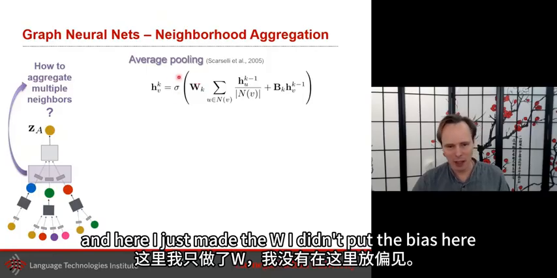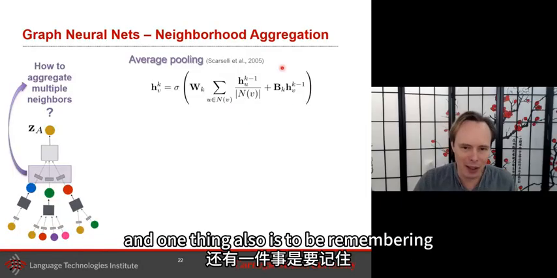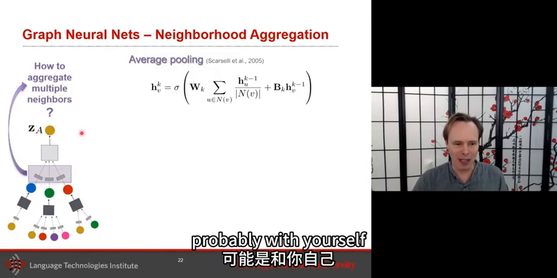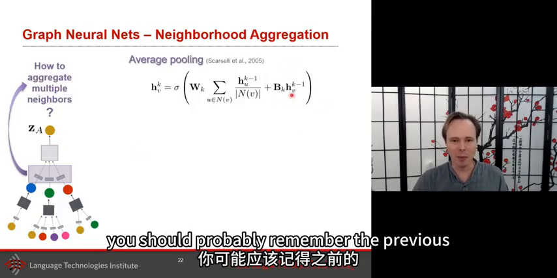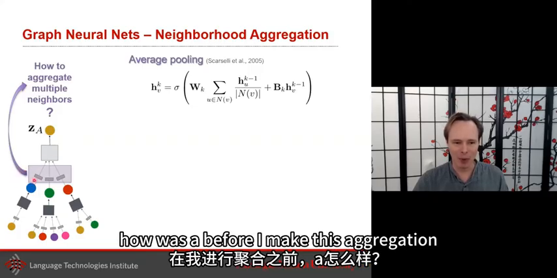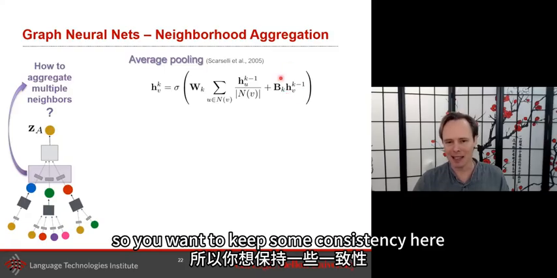I didn't put the bias here. And one thing to remember is that you should also keep with yourself the previous representation. How was A at the previous layer? How was A before I made this aggregation? So you want to keep some consistency here.